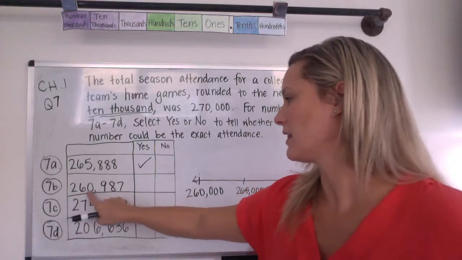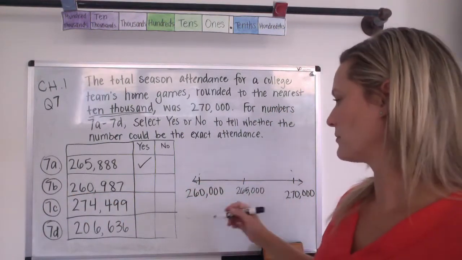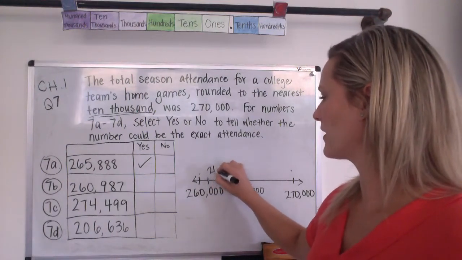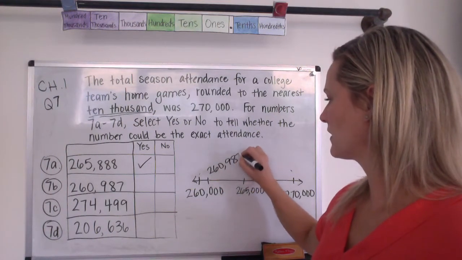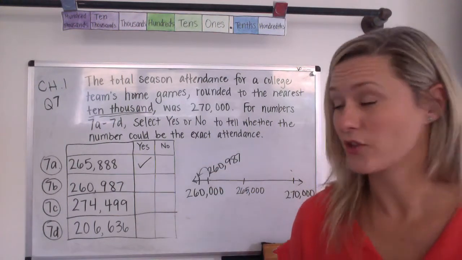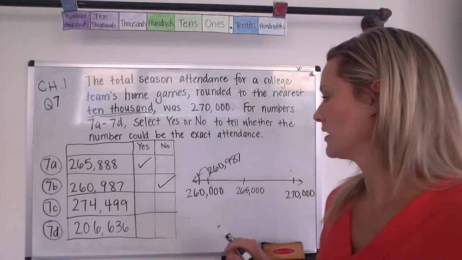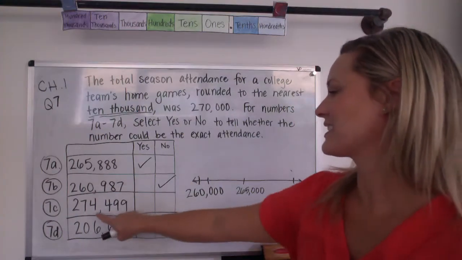And now I can see this would very clearly fall somewhere over here. So I'm just going to estimate, maybe it would go there. And so this one actually rounds to 260,000. So this one is a no. I'm going to check the no box. All right.